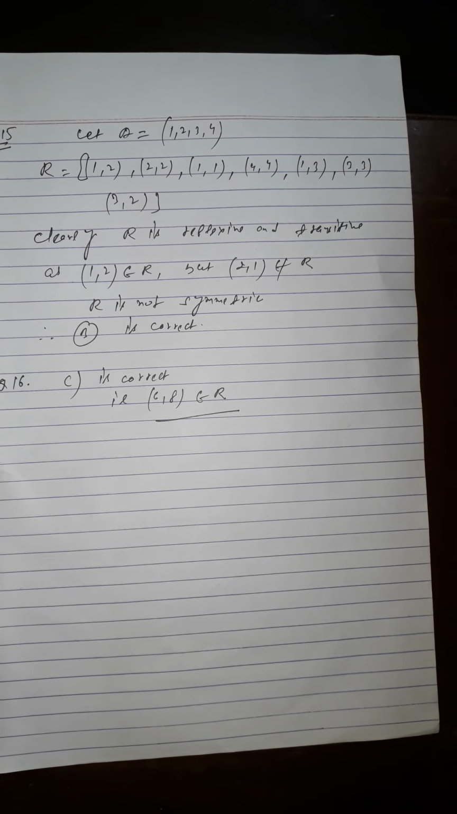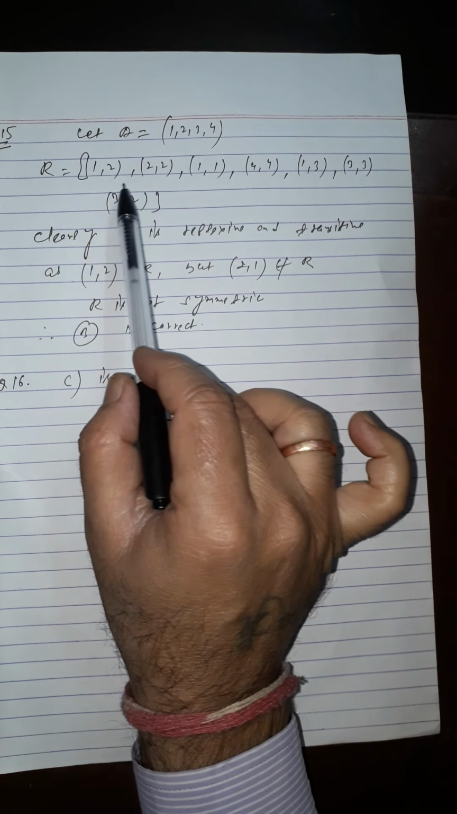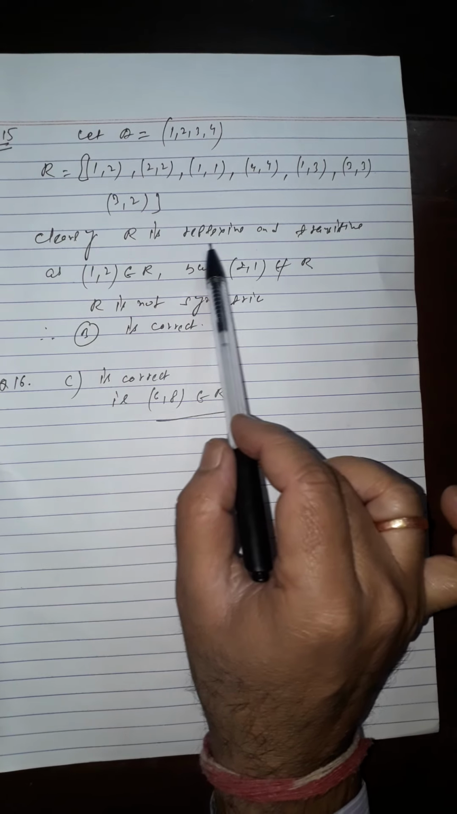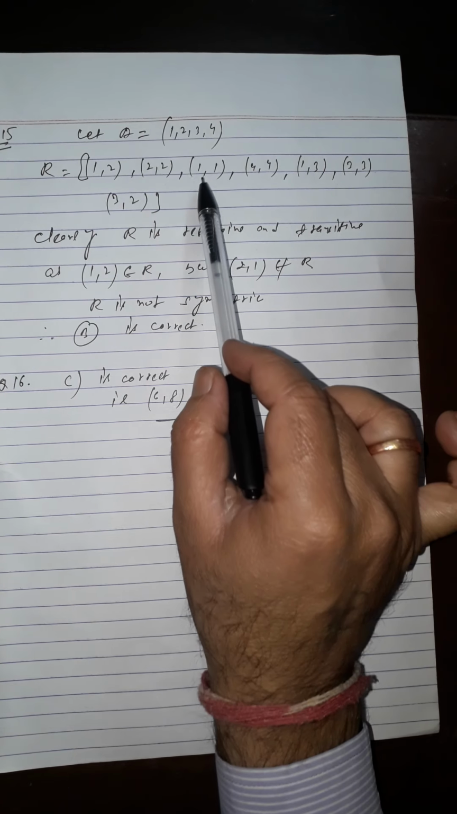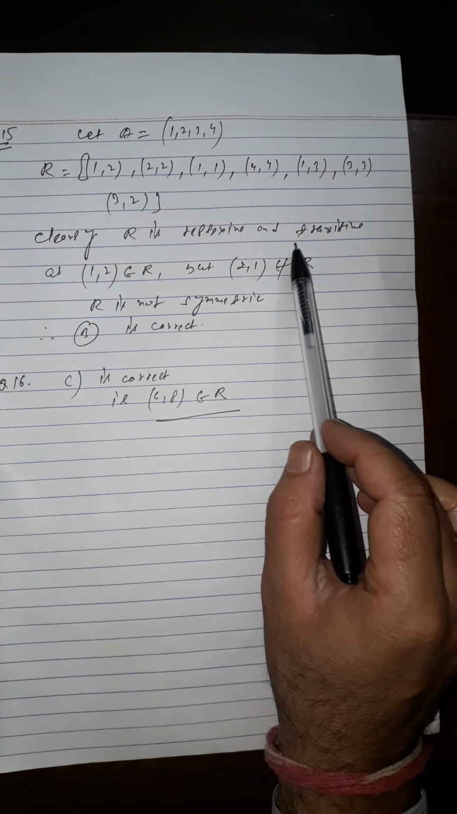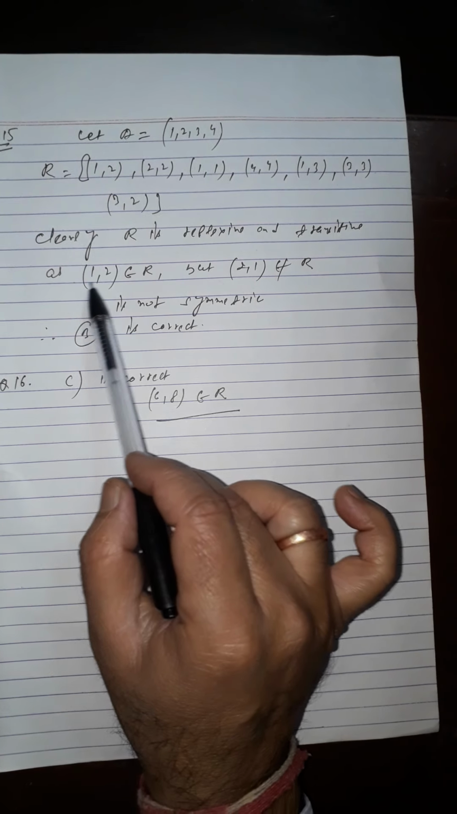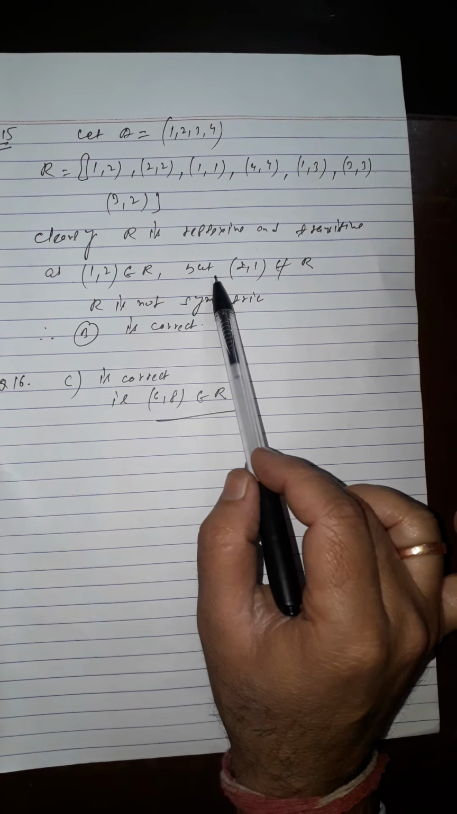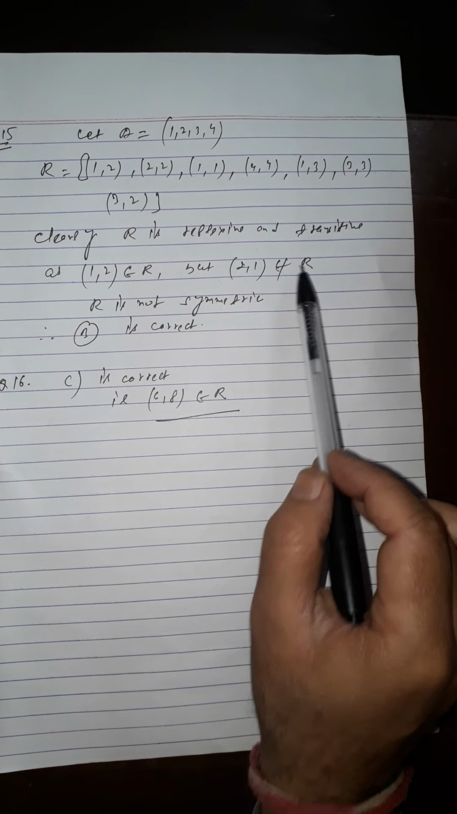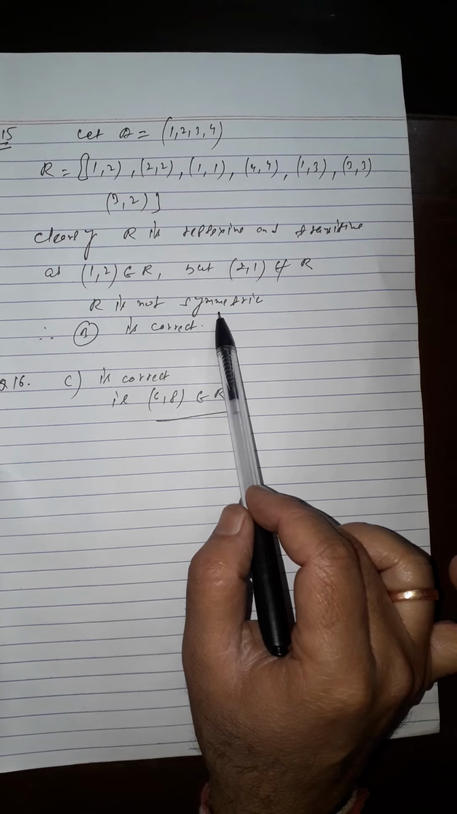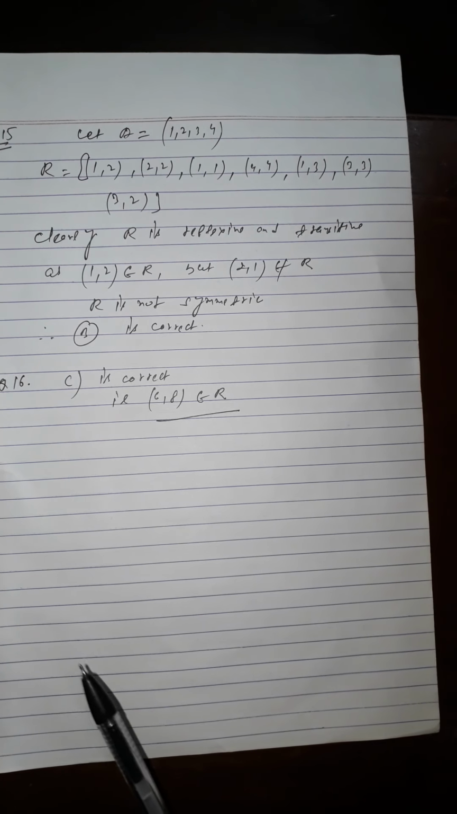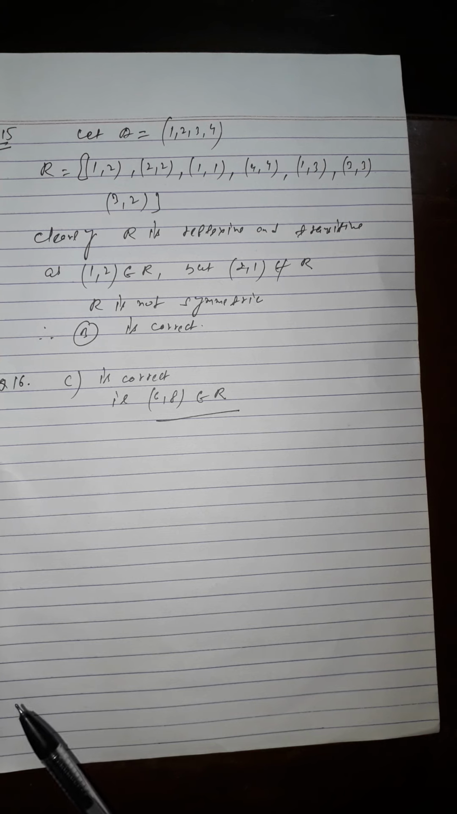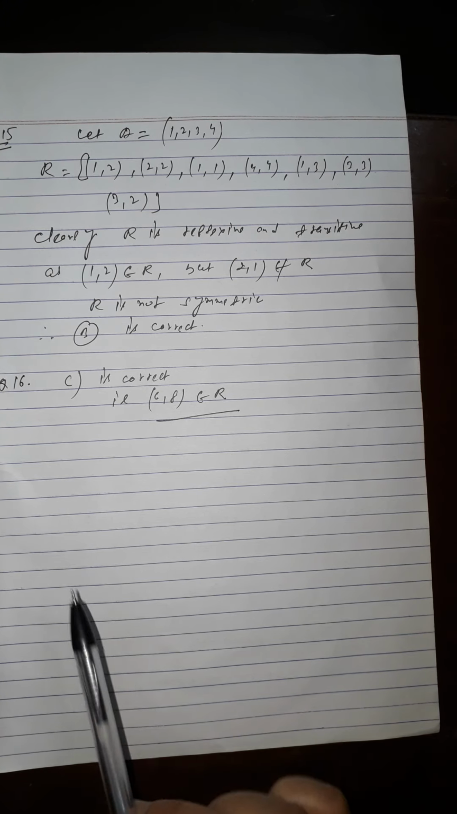Here, students, we have to tell which option is correct. So you saw that the R given to us is clearly reflexive, because there is (1,1), (2,2), (3,3), (4,4). It is transitive also. As (1,2) belongs to R but (2,1) does not belong to R, therefore it is not symmetric. Right? So students, your B option is right. And B option is R is reflexive and transitive but not symmetric. Right students?